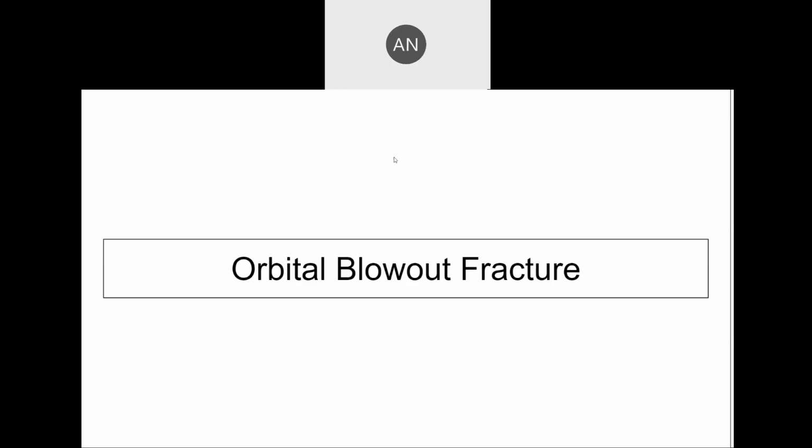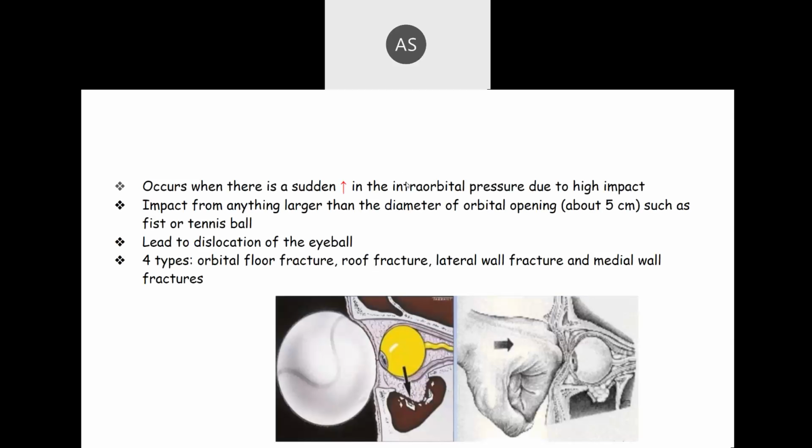Okay, I'll present about blowout fractures, orbital blowout fractures. It occurs when there is a sudden increase in the orbital pressure due to a high impact from an object larger than the diameter of the orbital opening, which is more than 5 cm, such as a fist or tennis ball, and it can lead to dislocation of the eyeball. The dislocation depends on the direction of the impact, which is of four types: orbital floor fracture, roof fracture, lateral wall fracture, and medial wall fracture.